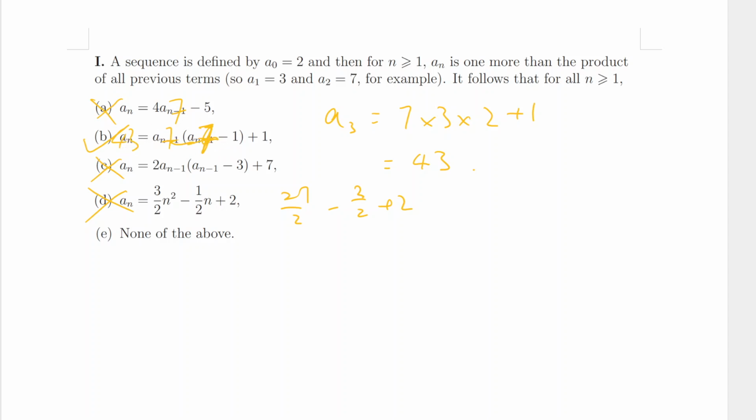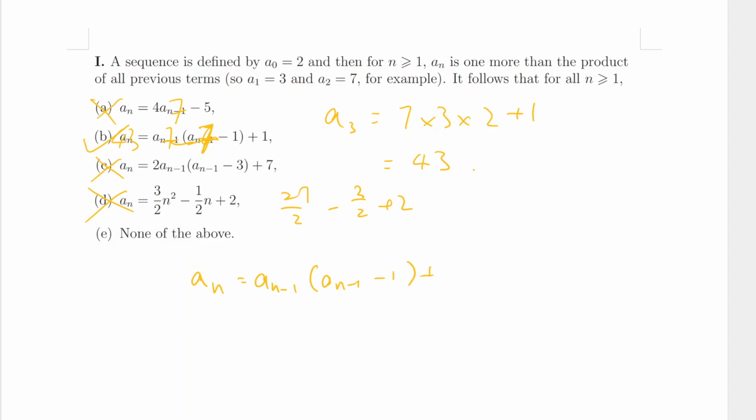Now, technically, you could keep on checking a4, a5, and so on, right? But then the problem is, what if the mistake comes when it's a1000? Then you're going to have to try 1,000 times before you get there, which is not very good. All right, so instead, let's try to use some logic to get through this. Let's convince ourselves that b is indeed the correct answer.